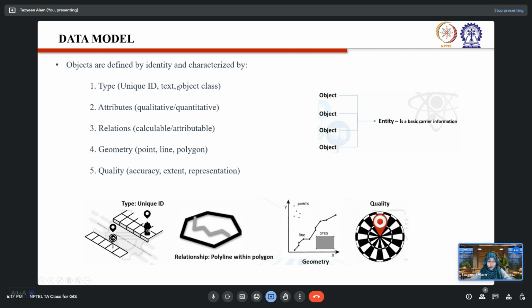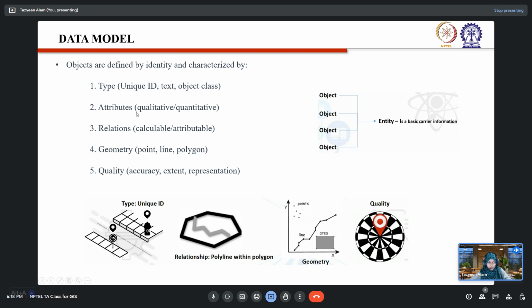Then you have your object class. If I'm doing a land use land cover, then several object classes can be identified from there. One is your green cover, then you have your barren land, you have agricultural fields, you have water bodies, you have built up, and so on.